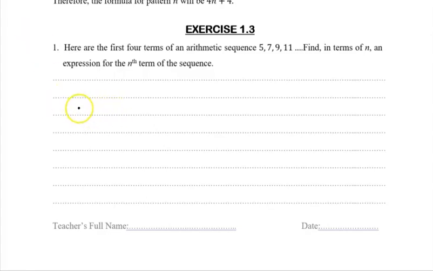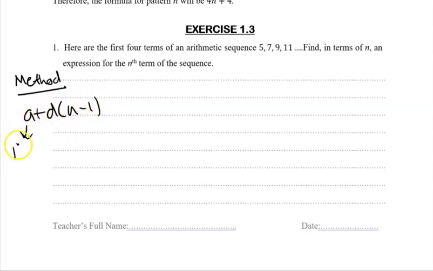To find the nth term there are 2 methods, so we're going to cover both. So you have method 1, which is where you can use the formula. Now the formula is a plus d times n minus 1, where a is the first term and d is the difference.